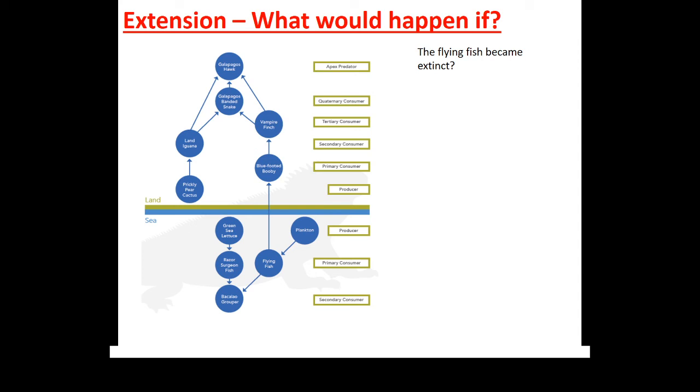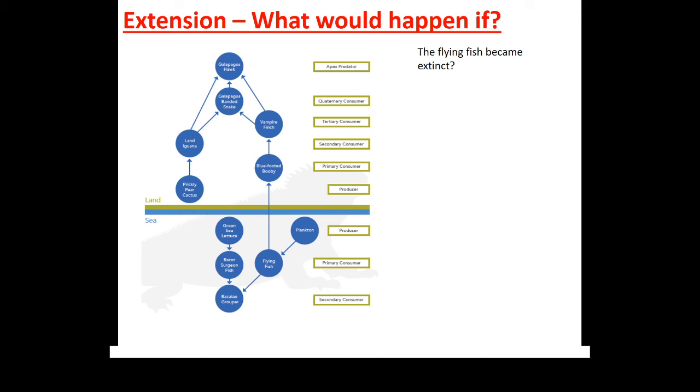Okay, welcome back. There's a couple of impacts. Firstly, in the marine ecosystem, your bacalhau grouper would actually have nothing to eat. So that would become extinct, meaning that the razor surgeonfish would become extinct. However, the plankton and the green sea lettuce would have more to eat.